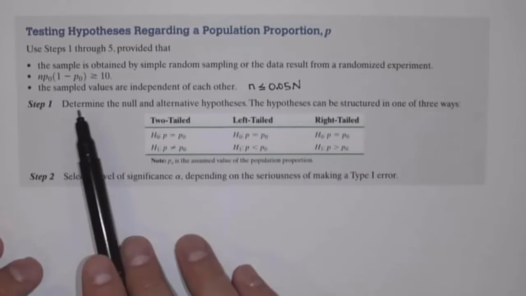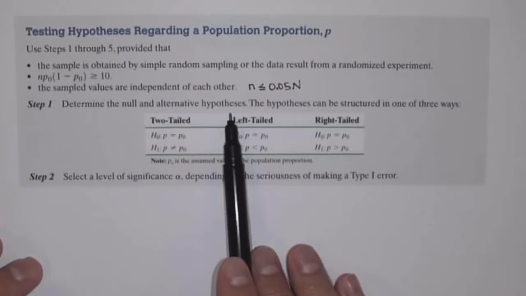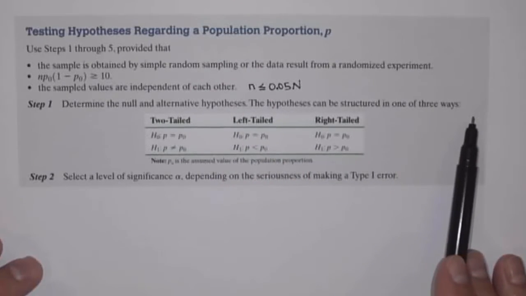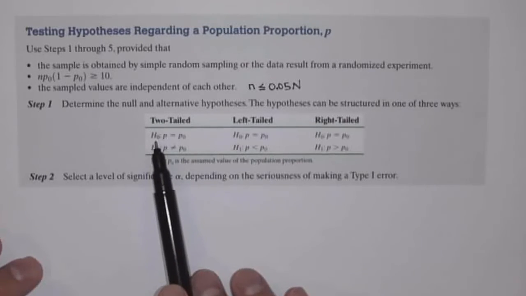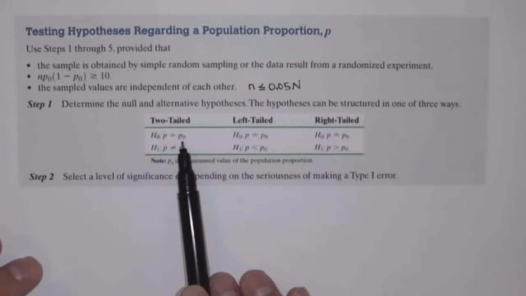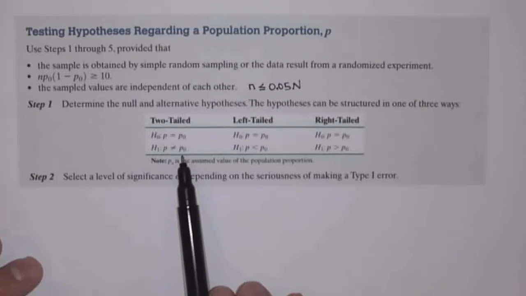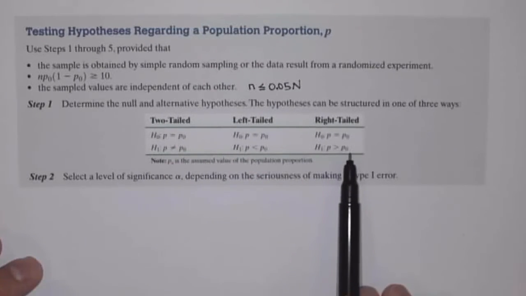So step 1, we're going to determine the null and the alternative hypotheses. The hypotheses can be structured in one of 3 ways, depending on the particular scenario. So we're going to have a null hypothesis where p equals p naught. P naught again is the specific value. And so then our alternative could be that p is not equal to p naught, that p is less than p naught, or that p is greater than p naught.